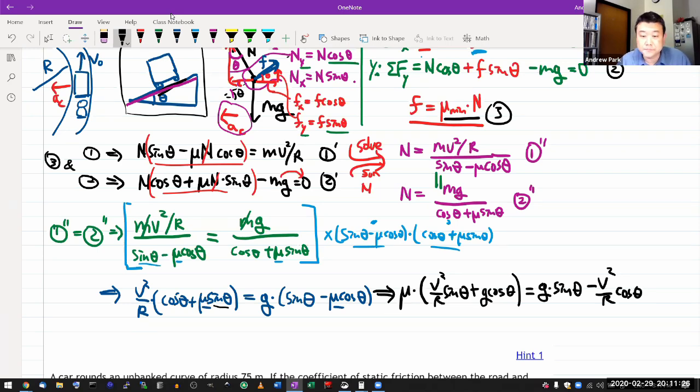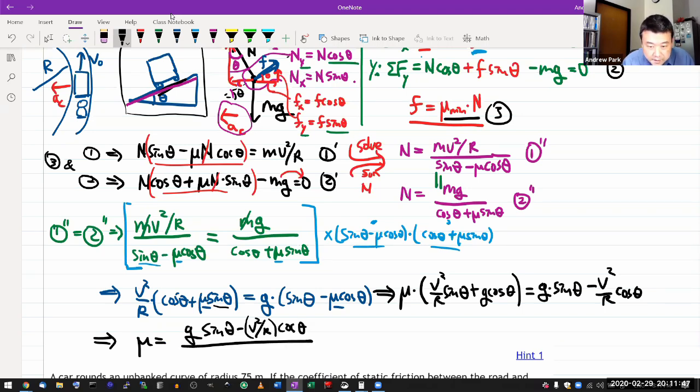And so solving for mu, this is what I get. Mu is equal to, I have that complicated g sine theta minus v squared over r cosine theta, divided by v squared over r sine theta plus g cosine theta. All right.